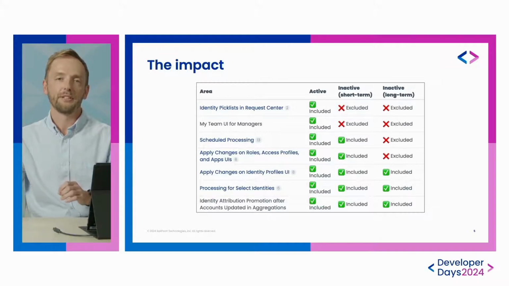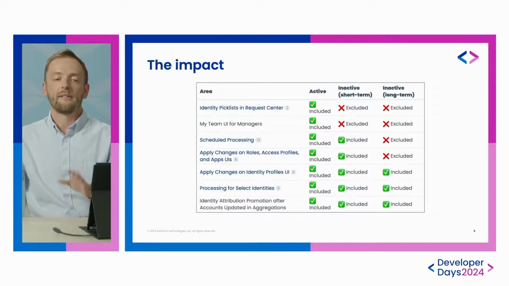Processing for select identities. You may find some cases where you need to process an individual identity or up to 250 identities on an as-needed basis. And in the documentation for that endpoint, we tell you all the reasons why you might want to use that. If you're asking for it specifically, we're going to do it for any identity, active or inactive.